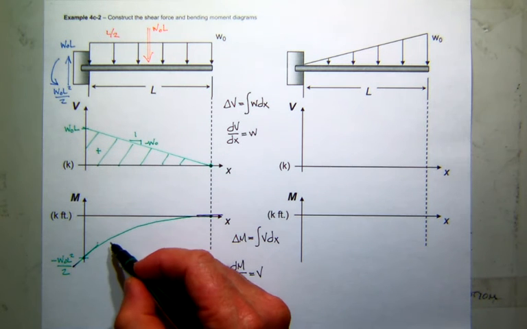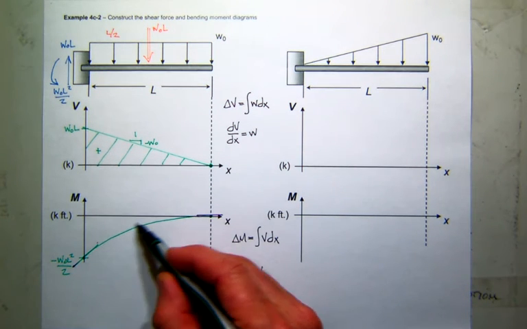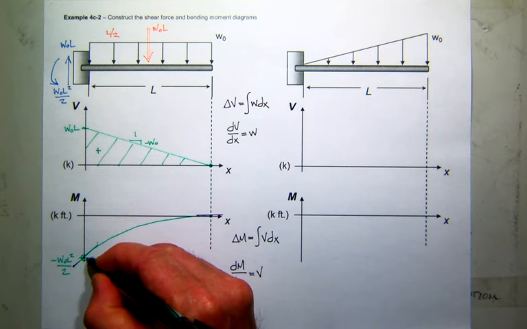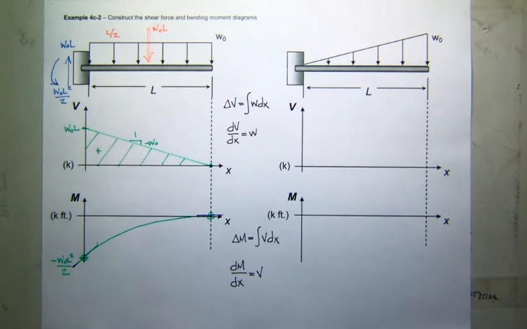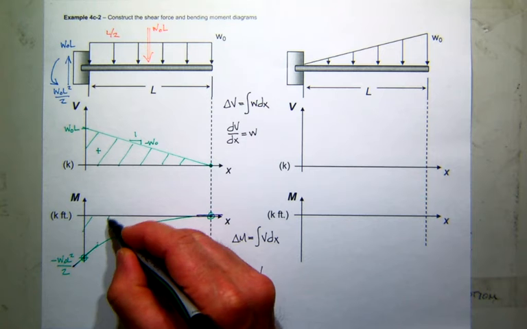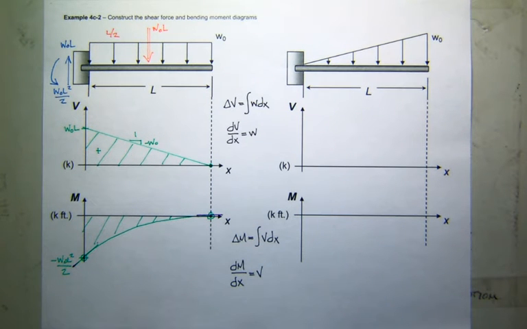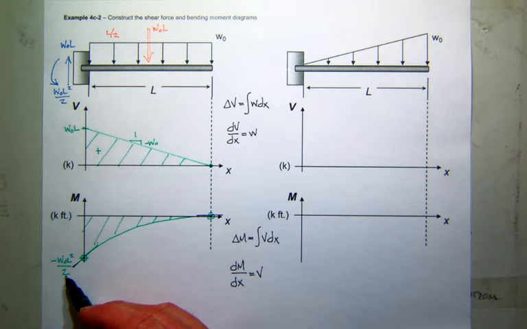Now this curve is not precise in its ordinate values, but it's got the right shape and it's got the right limiting values. So now you know the variation is quadratic, but more importantly, you can tell me what's the maximum moment in the beam. Well, it's W naught L squared over 2. Is it positive or negative? Negative. Is it becoming clearer?